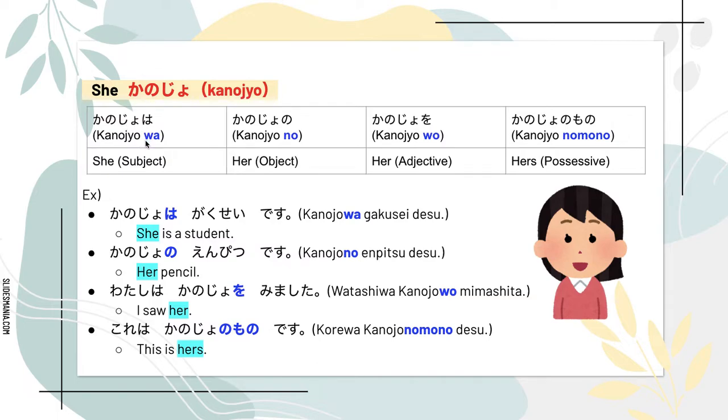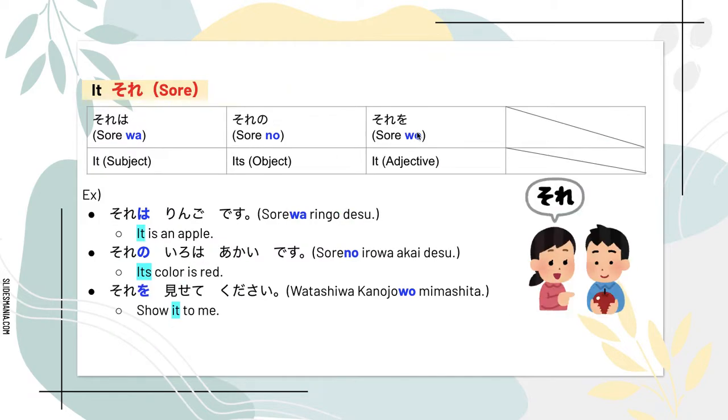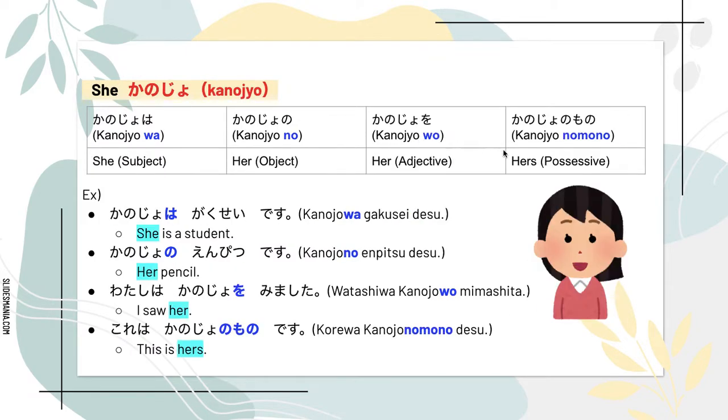Similar as she, all you have to do is change the last bit, を、のもの. And she in Japanese is 彼女. So if you would say she as in subject, you would say 彼女は. Her as in object, 彼女の. Her as in adjective would be 彼女を. Hers as in possessive is 彼女のもの.